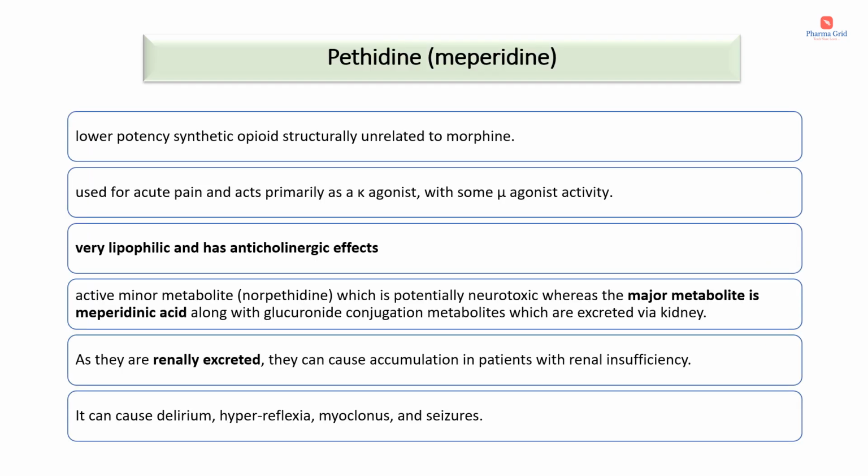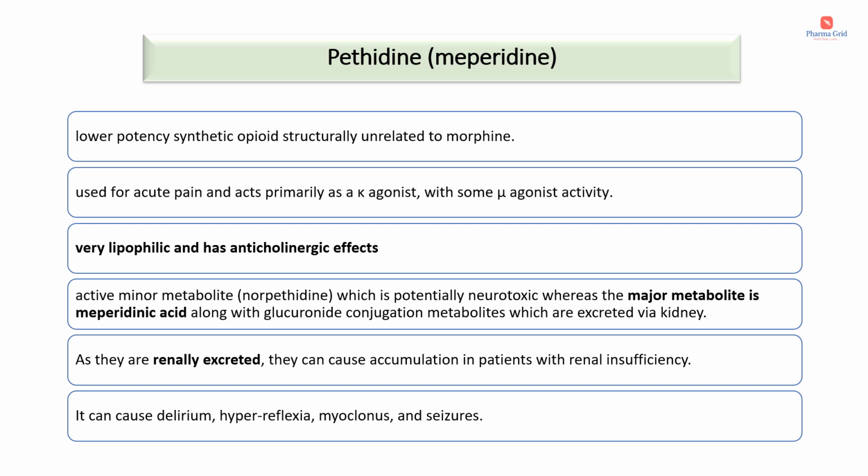Moving on to the next drug, which is pethidine, also known as meperidine. A lower potency synthetic opioid structurally unrelated to morphine. This pethidine is used for acute pain and acts primarily as a kappa agonist with some mu agonist activity. Then it is very lipophilic and has anticholinergic effects. The active minor metabolite of pethidine is norpethidine, which is potentially neurotoxic, whereas the major metabolite is meperidinic acid along with glucuronide conjugation metabolites which are excreted via the kidney.